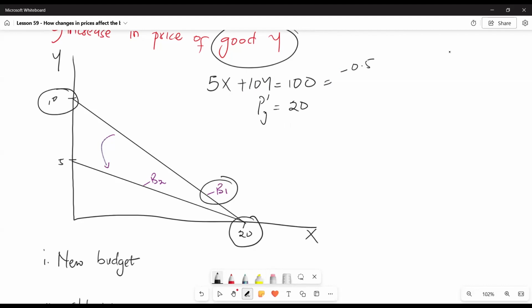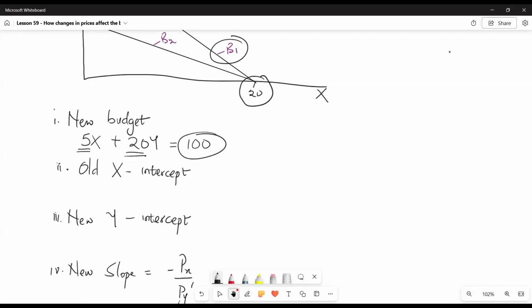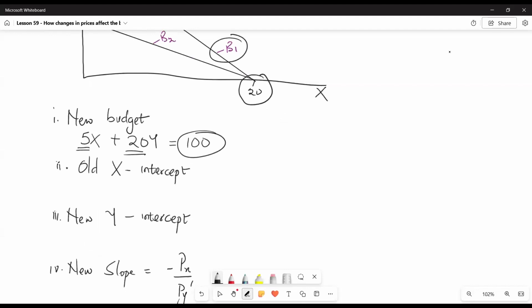The first thing we do is to write our new budget. So our new budget is simply going to be 5x, which is the original price of good X, plus 20y, with the new price of good Y, equals 100. Our income has not changed. And then the intercept of x also remains the same because the price of good x has not changed.